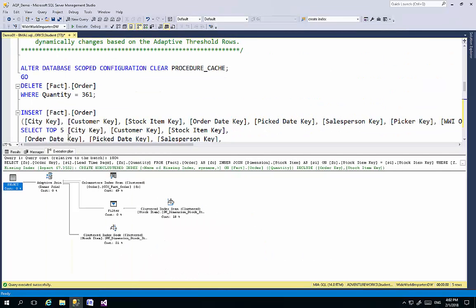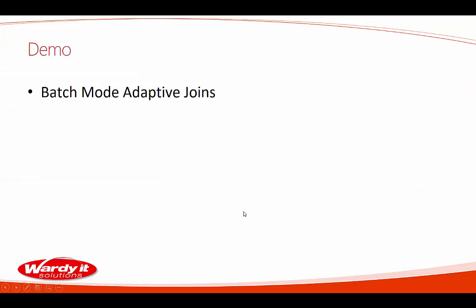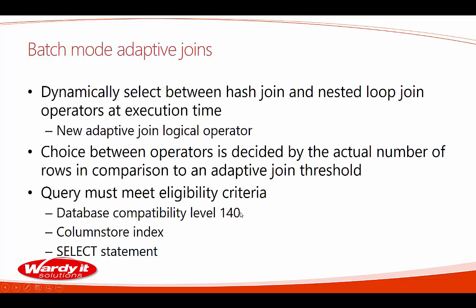As you can see from this example, it is quite straightforward to use some of these new adaptive query processing features. For batch mode adaptive joins, as we mentioned, you've got to have your database compatibility level set to 140. It's a select statement, and you would also have noticed that the column store index was used. Column store indexes use batch mode processing. If you want to know more about column store indexes, you can look at some of the other demonstrations that we've provided for you on the Warty IT site.